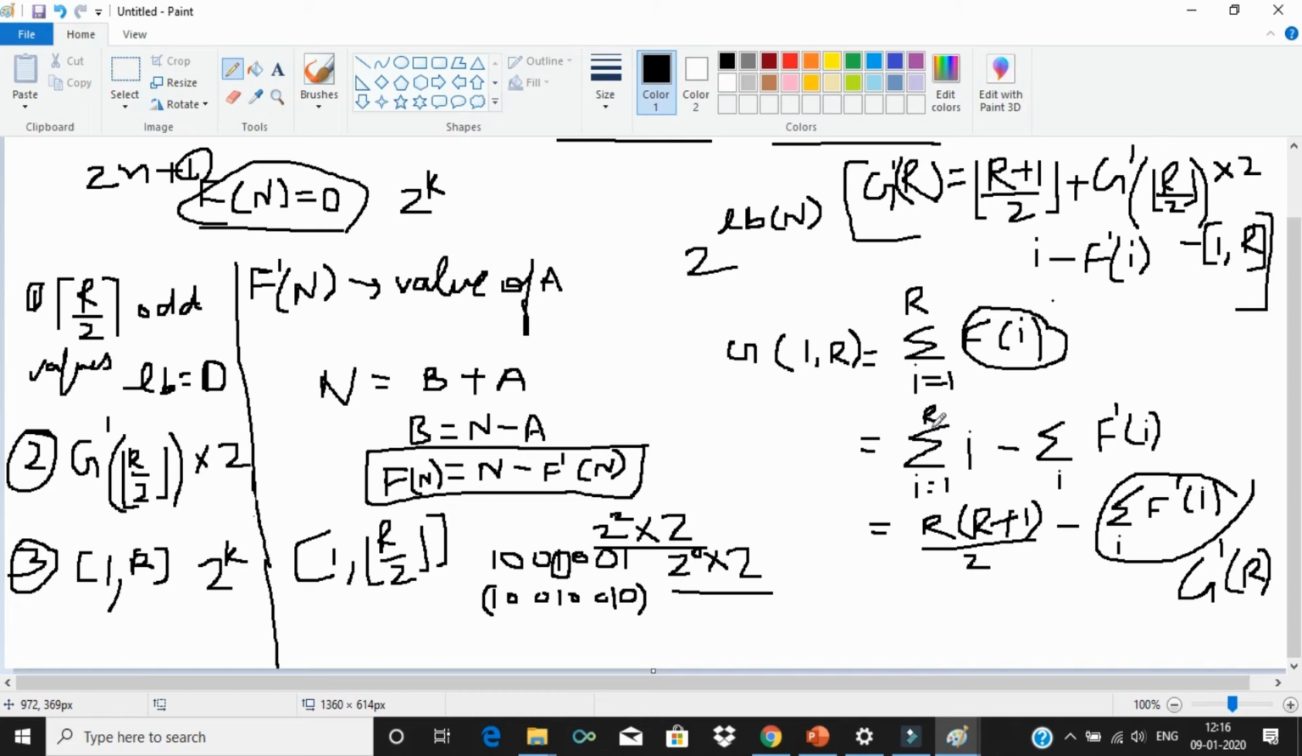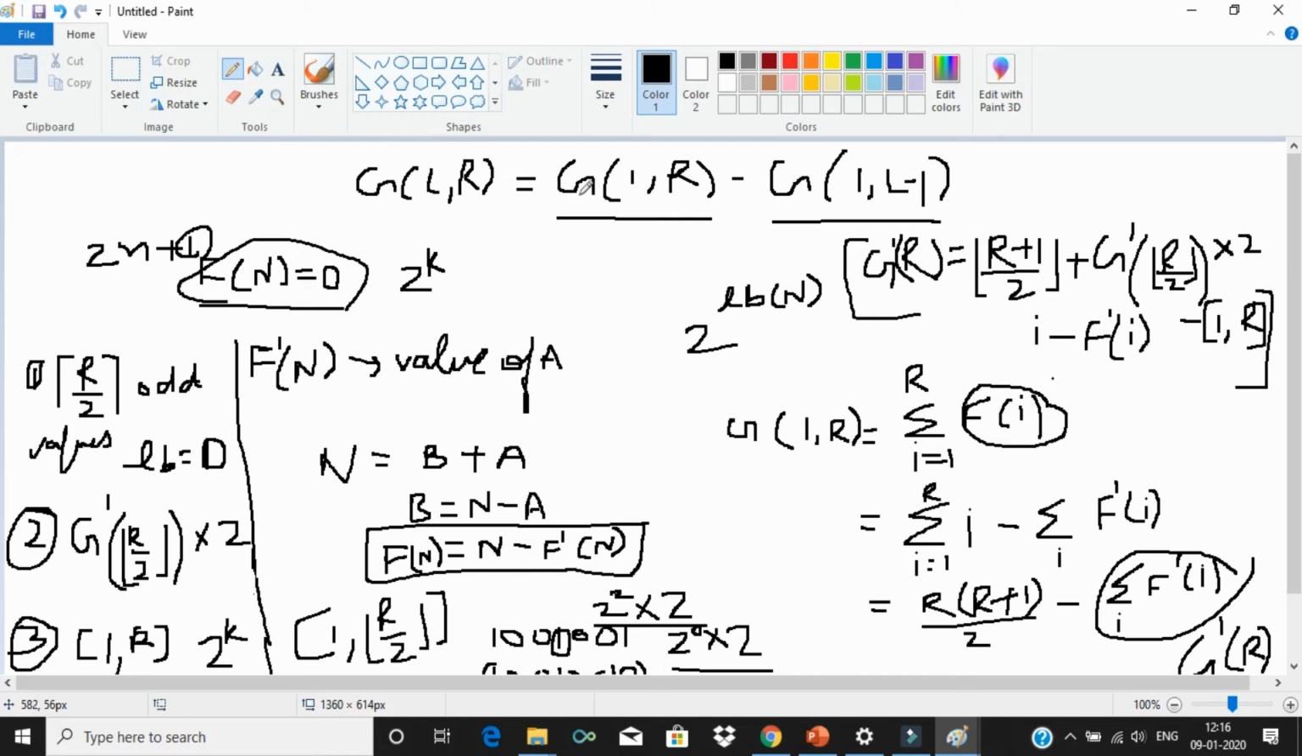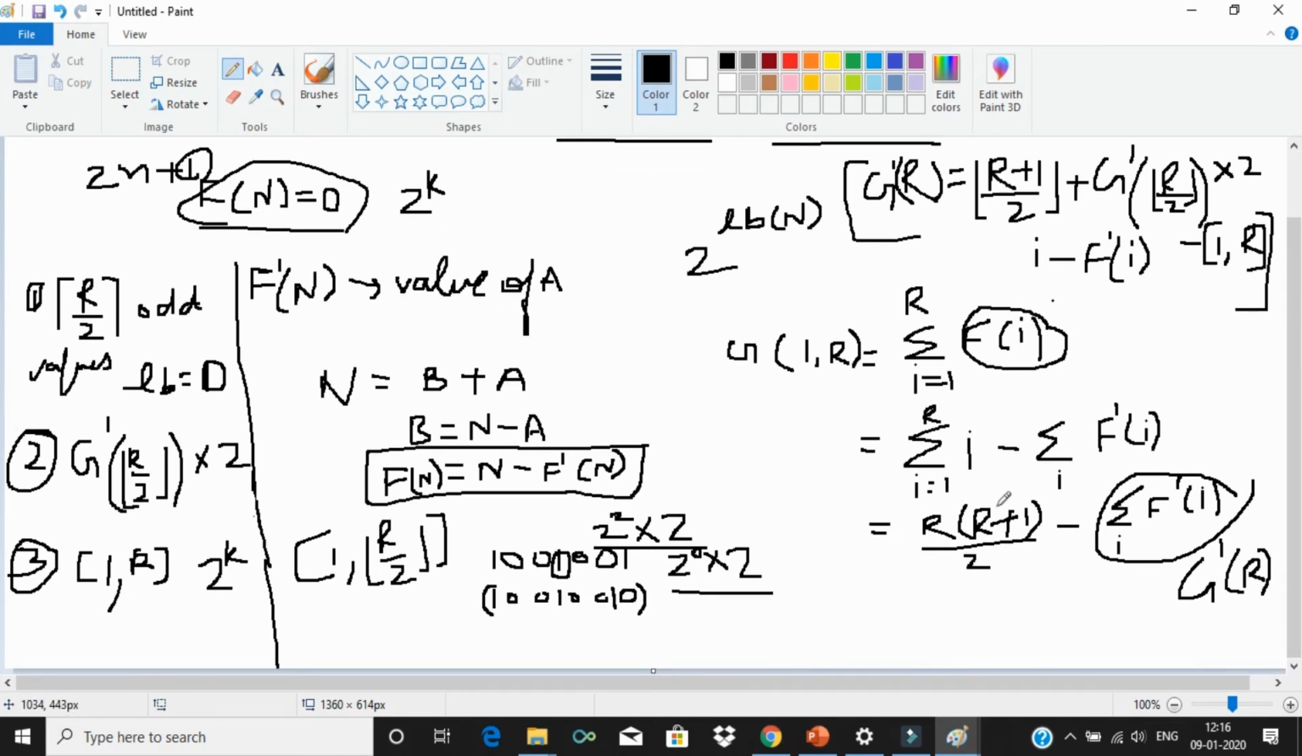And we know that we need to compute g of l, r in the form g of 1, r minus g of 1, l minus 1, right? So we have shown here how g can be computed in terms of g dash of r, right? So let's move on to the coding part.